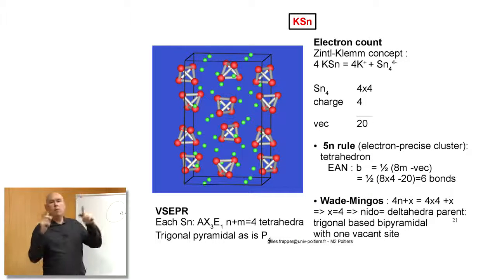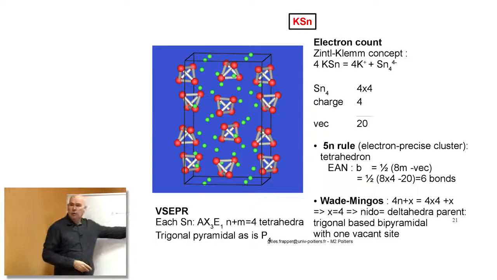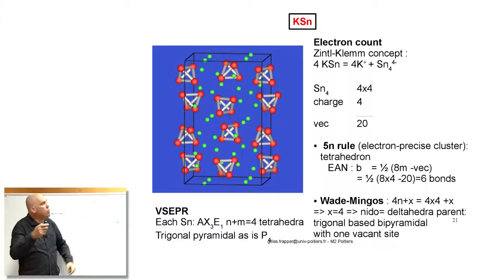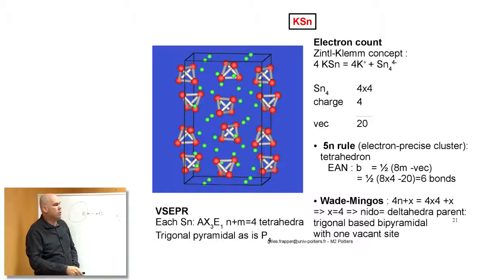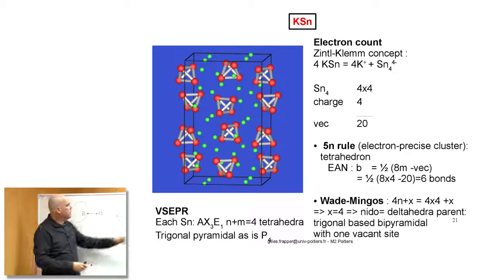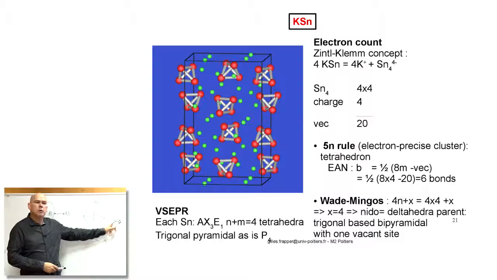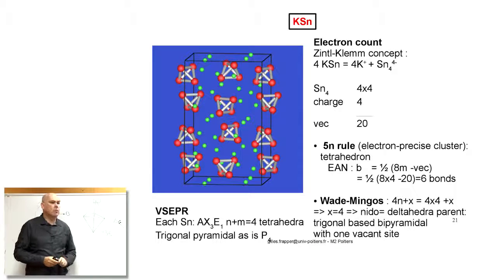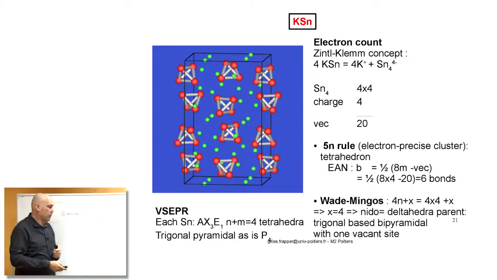So the parent is 9 plus 1. Okay, this one. And the nido is also this one. But you may use also what we call the electron-precise cluster count, the 5n rule. 5 times 4 equals 20. Electron-precise means that each atom follows the octet rule, as you can see here. Of course, the two theory-based rules go to the same conclusion.